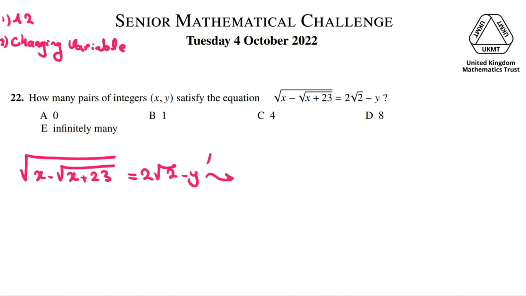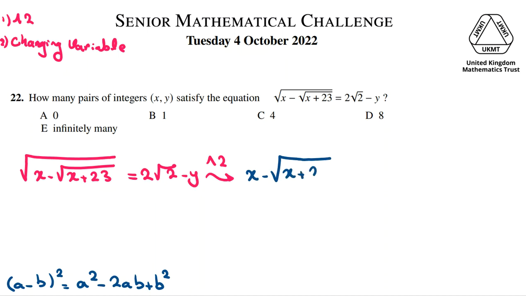I want to raise it to the power of 2, but I should tell you one important identity, that (a plus b) squared, you should memorize this. Or here we need a minus. (a minus b) squared is equal to a squared minus 2ab plus b squared. So if you raise both sides to the power of 2, the left hand side will be x minus square root of x plus 23, equal to (2 root 2 minus y) squared.